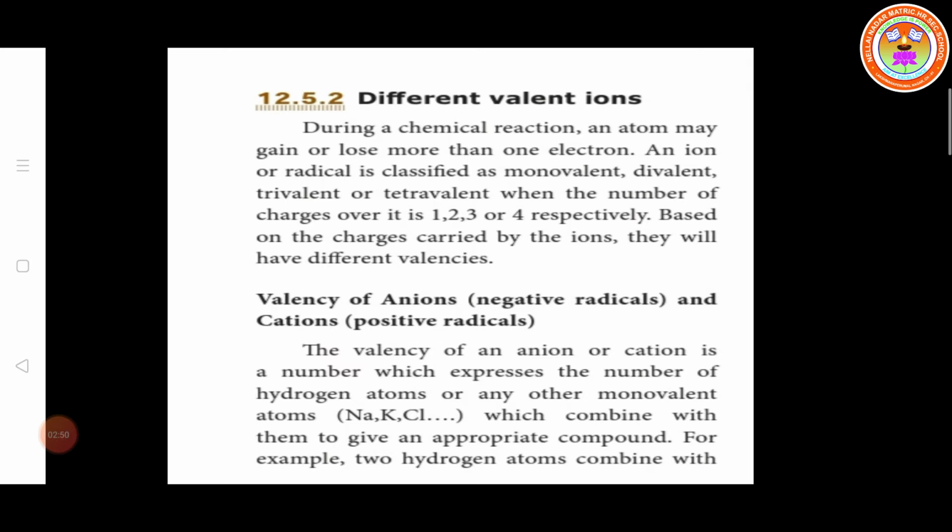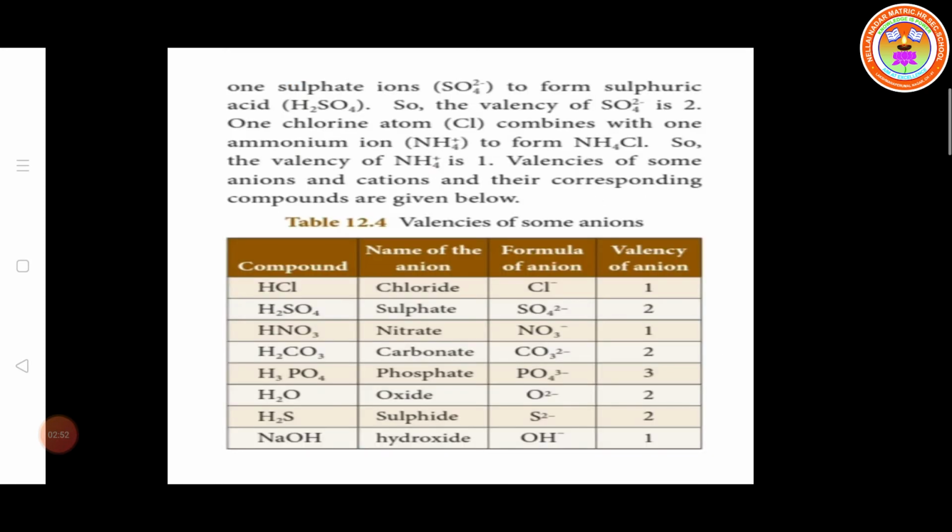For example, 2 hydrogen atoms combine with one sulfate ion. One hydrogen has one positive charge, so 2 hydrogens have 2 positive charges. Here SO4 has 2-. So 2+ combines with 2-, and the H2SO4 compound, sulfuric acid, is formed. So the valency of SO4 is 2-, that is, the valency is 2.